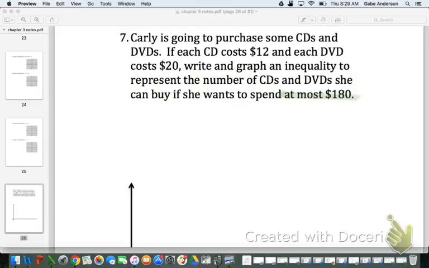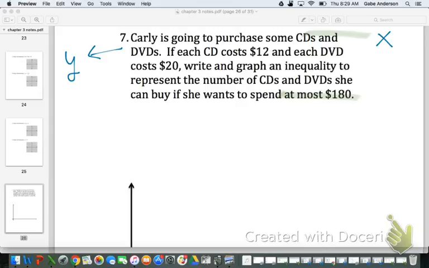So we've got to write a little inequality here. Let's set up some variables to help us. Can we say that the number of CDs that she buys is represented by the letter X, and the number of DVDs that she buys is represented by the letter Y? Does that work? So the number of CDs is X, the number of DVDs is Y. Let's see if we can write an inequality.